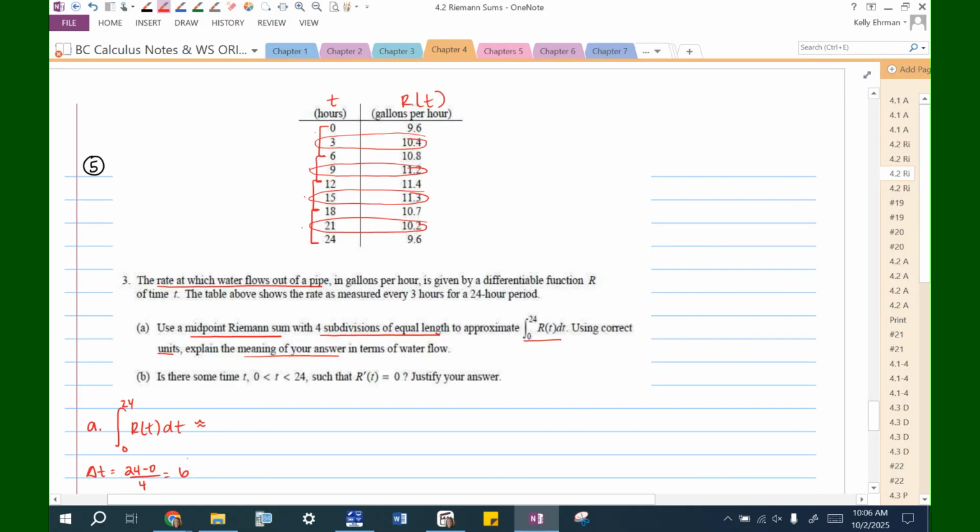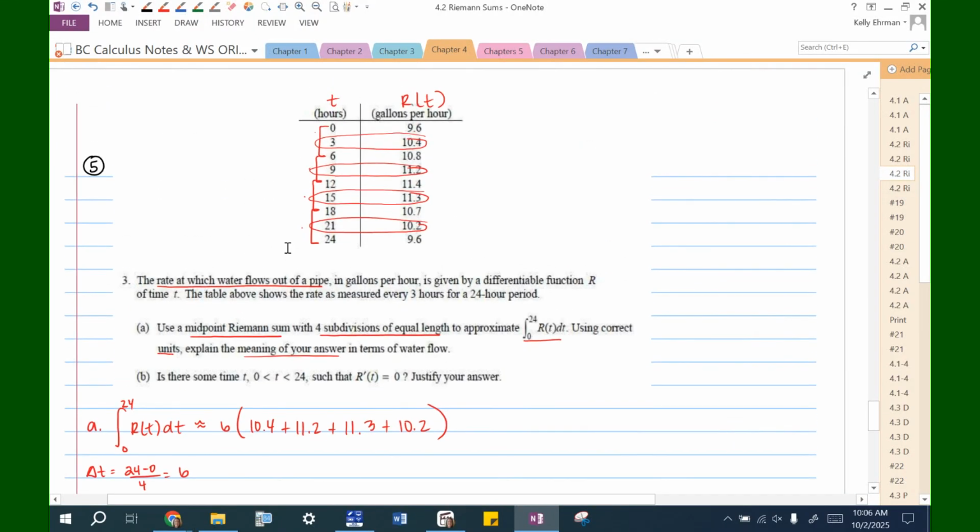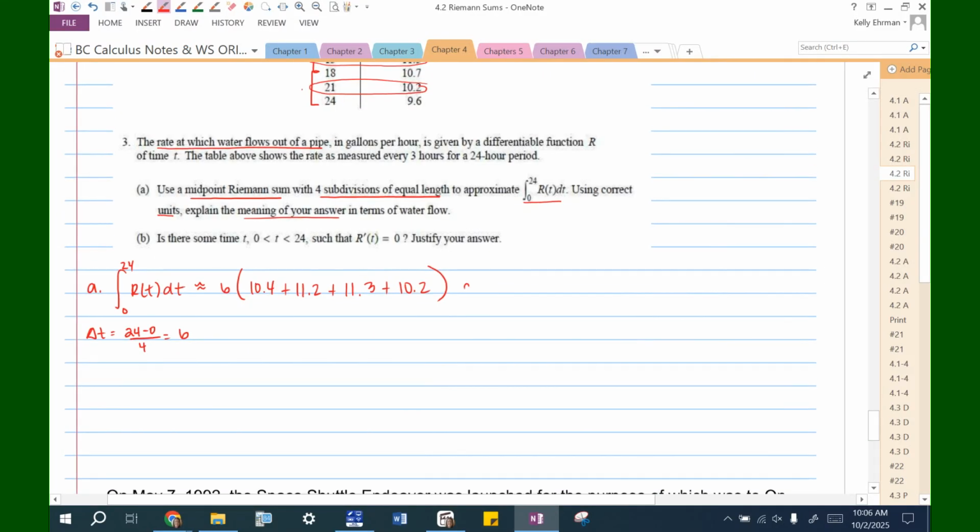So this is about equal to, every rectangle has a width of 6. And then I can just put in the numbers. 10.4 plus 11.2 plus 11.3 plus 10.2. What would the label be on this? We just took gallons per hour and multiplied by hours for every rectangle. So this would leave me with gallons.